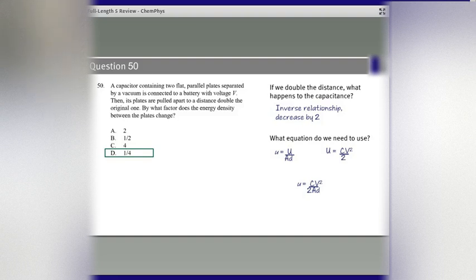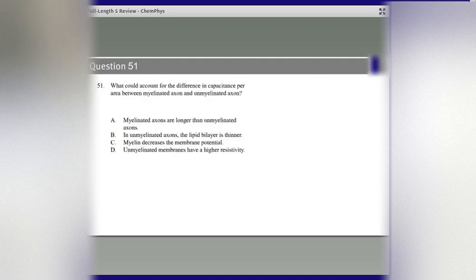Now, question 51 rolls into the same type of thing. We're still talking about capacitance here, but notice how this changes completely. It says, what could account for the difference in capacitance per area between myelinated and unmyelinated axon? Guys, what do we remember the difference is between myelinated and unmyelinated? What's the difference between those two things? Remember, myelinated are going to be what? What do they have around their axons?